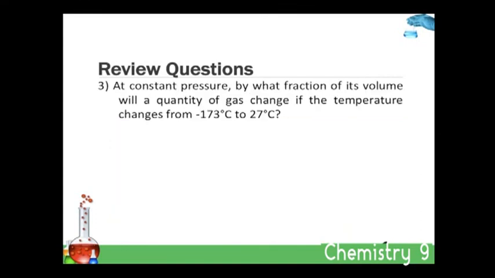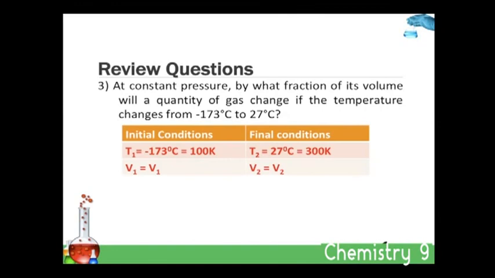At constant pressure, by what fraction of its volume will a quantity of gas change if the temperature changes from negative 173 Celsius to 27 degrees Celsius? Here are our given conditions. So we can use Charles's law.